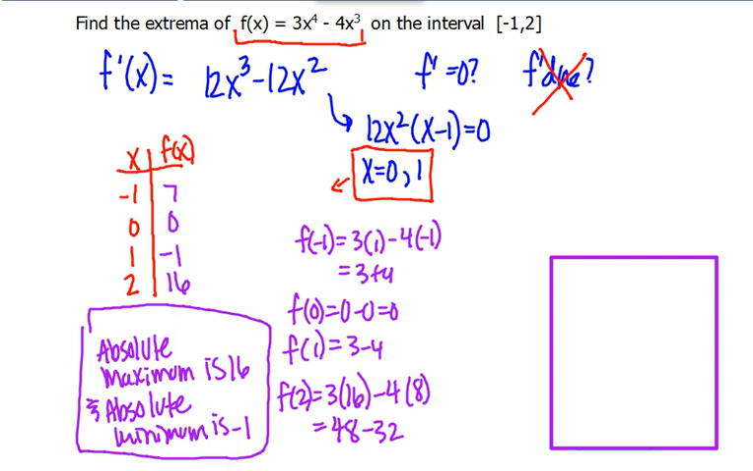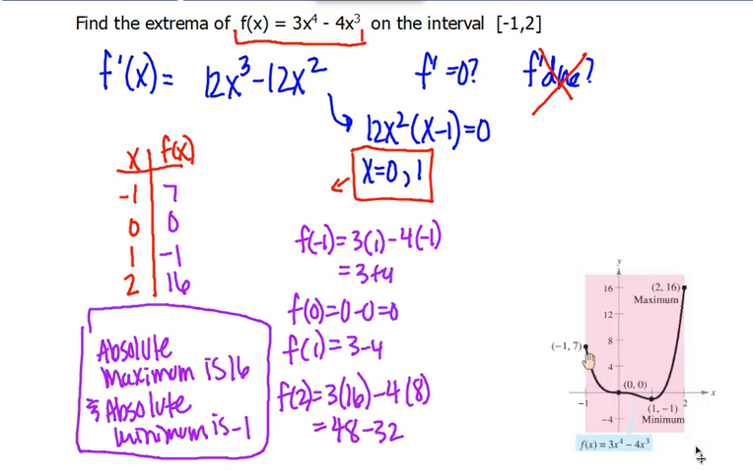Just to verify, I'm going to show you the graph. We can see over here, the y-coordinate at this endpoint was 7, the y-coordinate at 0 was 0, the y-coordinate at 1 was -1, the y-coordinate at 2 was 16, so therefore the absolute maximum or highest y-coordinate on the graph is 16, and the absolute minimum or lowest is -1. You have to have the table. The table is the work that justifies your answer.